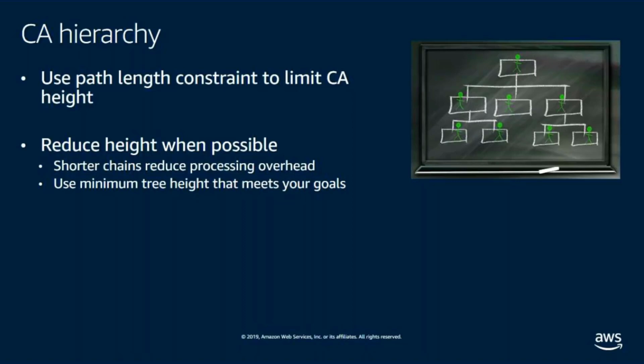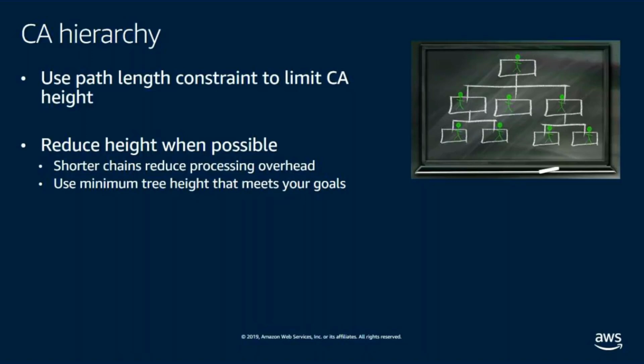The path length constraint is a field of the basic constraints certificate extension. It's used to enforce a CA hierarchy depth. So you can select a template that has a path length constraint of 0, which means there can be 0 CAs below this CA in the trust chain. And ACM Private CA will enforce this. So if you try to issue a subordinate CA from a CA that has a path length of 0, it'll fail. It'll generate an error.